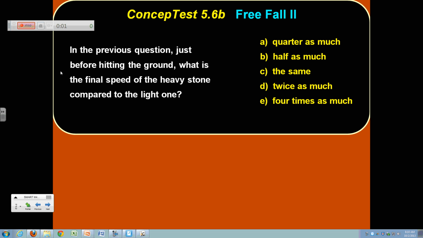Okay, so what is the final speed of the heavy stone compared with the light one? How do they compare?